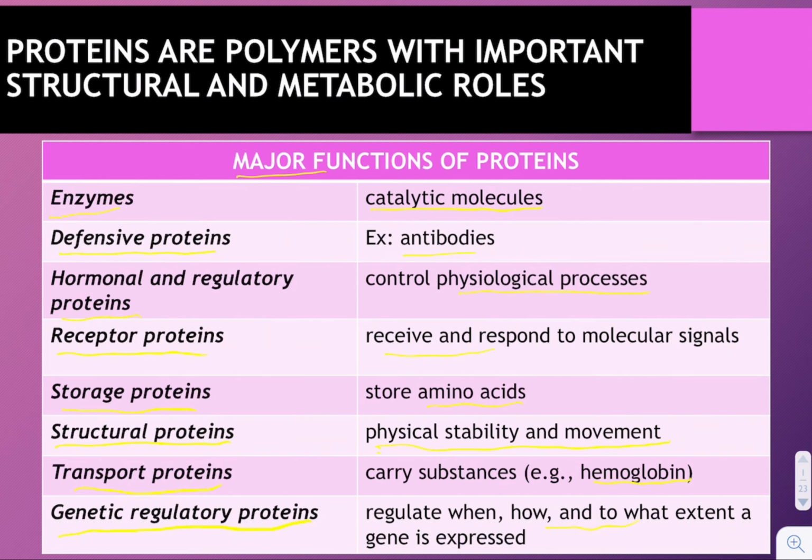A lot of these proteins are going to get their heyday in their own units, so we'll get back to that. A lot of these proteins, my bad, I think I said enzymes. A lot of these proteins, we'll talk about in detail later.